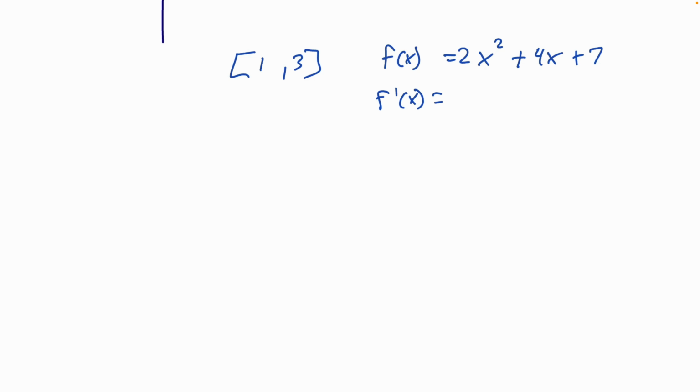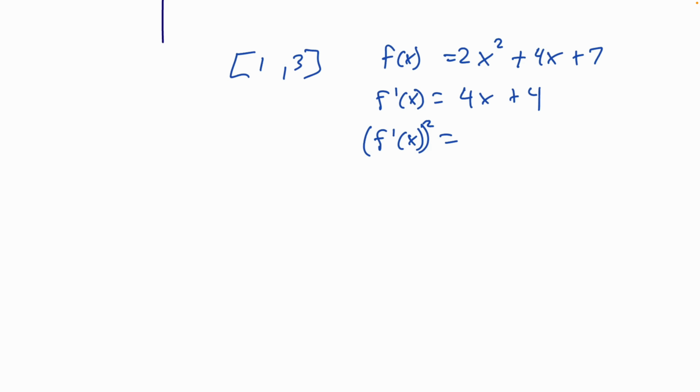So here we go. Let's find the length along the curve with bounds of 1 to 3. And our curve is going to be the function 2x squared plus 4x plus 7. Okay, so the first thing we need to do is take the derivative of the function. So we'll get 4x plus 4. And then we need to square that derivative. That's going to be useful for us.